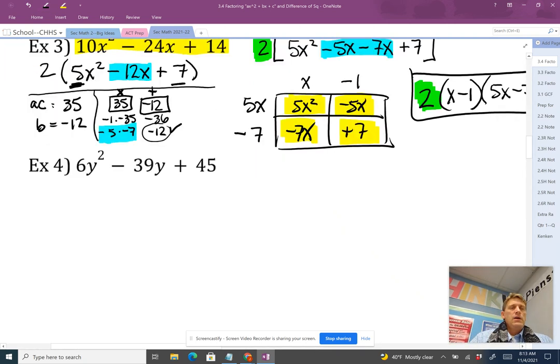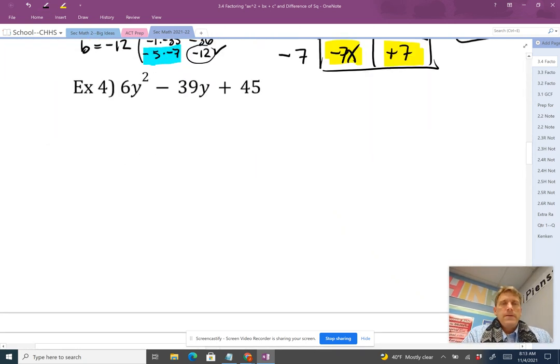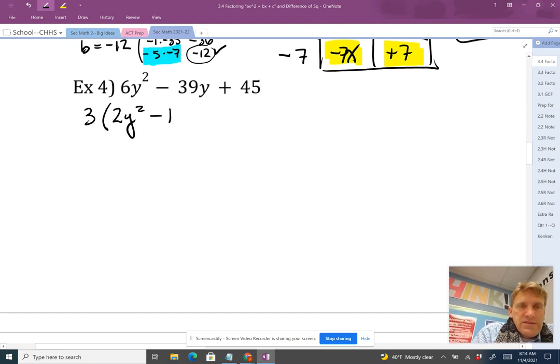All right, finally, number 4. These have a 3 in common. So I'm going to take 3 times 2y squared minus 13y plus 15. After you factor the 3 out of each of those terms, that's what you're left with. AC then is equal to 2 times 15, or 30, and B, our middle term, is negative 13.